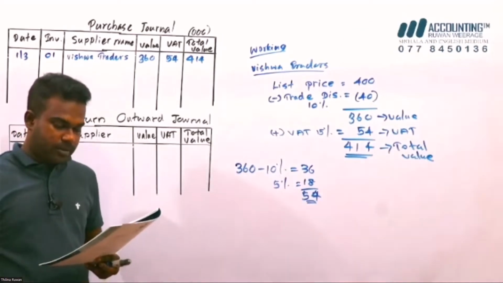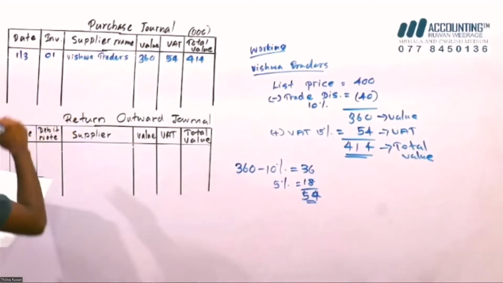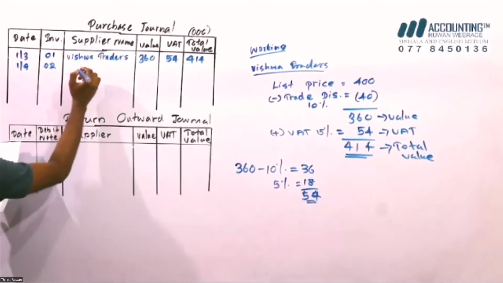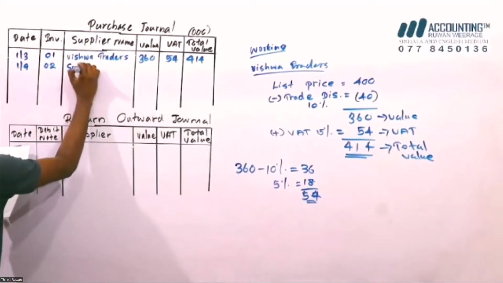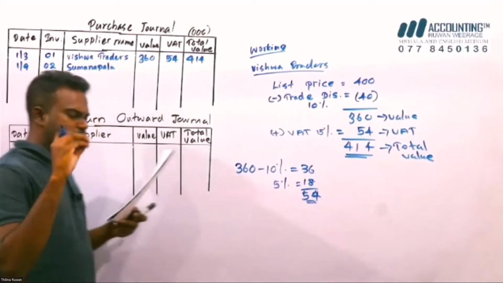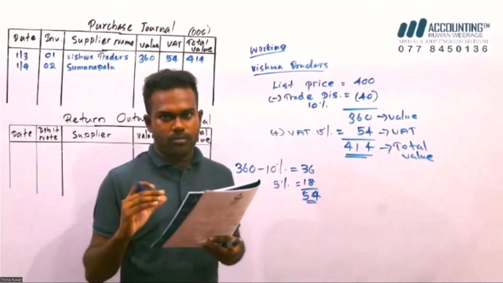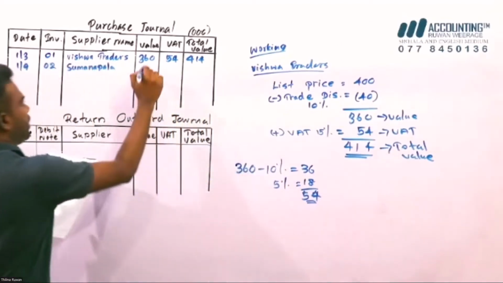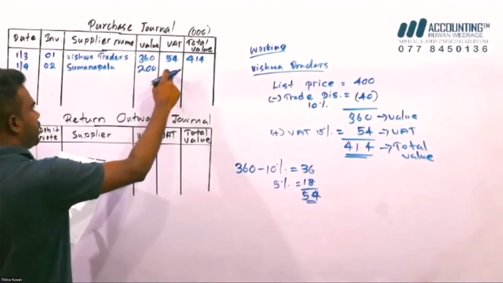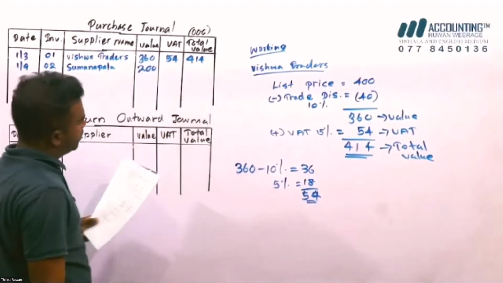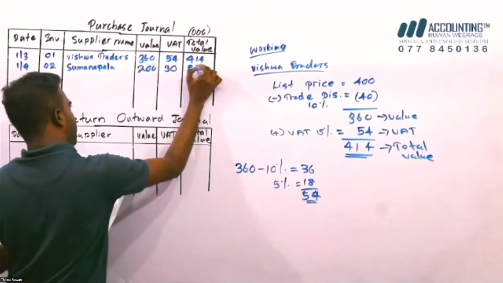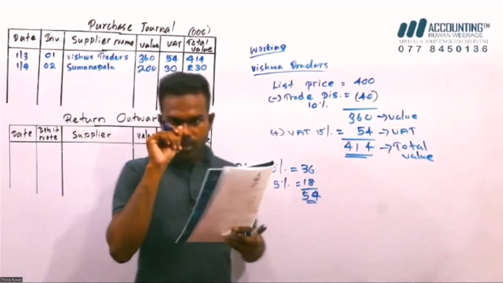Okay, next one, January 9, Sumanapala and Sons. There's no additional information for that 200,000, right? Normally write down here 200. This is without VAT, no? Then how much is 15% of 200? 30, right? 30, and here 230.